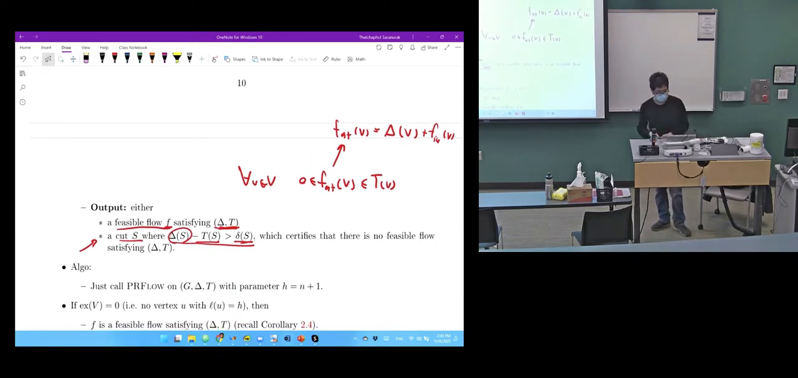So now the algorithm is very simple. Just call basic push relabel on the input, and you set h to be n+1.